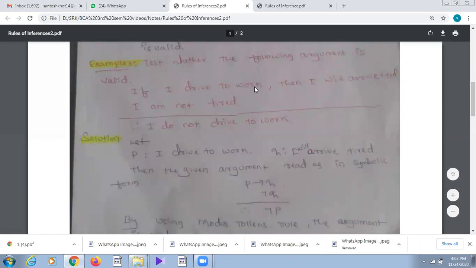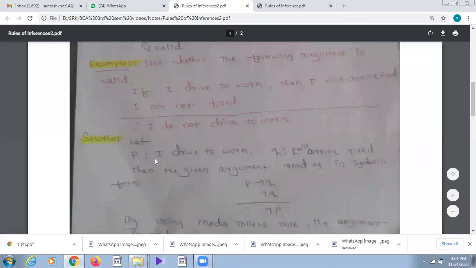For the solution, first identify the sentences or primary statements. "I drive to work" is one sentence, which we consider P. Next, "I will arrive tired" is the second sentence, which we denote as Q. "I am not tired": already tired is there, so that is the opposite of tired, and we cannot take it as a separate sentence. Next, "I do not drive to work": drive to work is already there, so this is the opposite of P, so do not take it as a separate sentence.